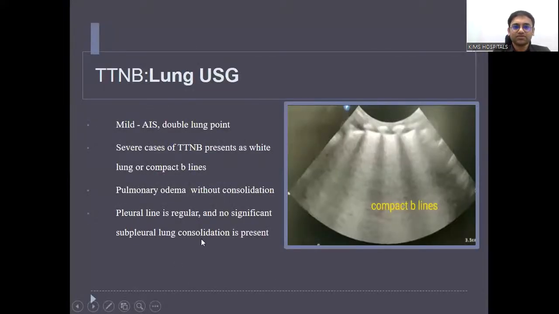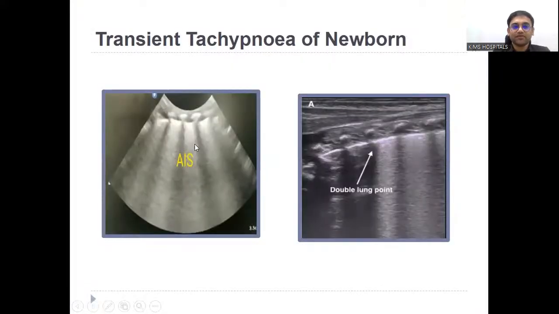When you do the lung ultrasonography, we can see compact B lines with a normal pleura without any consolidations. The pleura is regular, and we can see the double lung point. So this is transient tachypnea, and the double lung point, where you have a lower lung with an alveolar pattern and an upper lung with a B-line pattern, is a characteristic distribution of TTN.